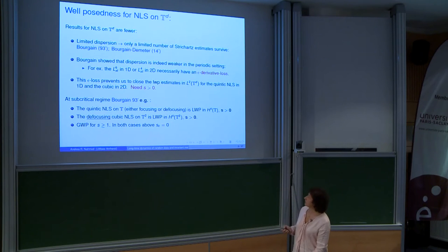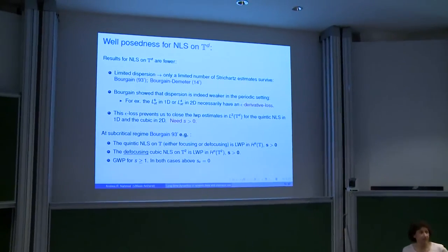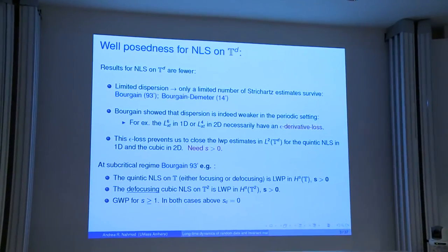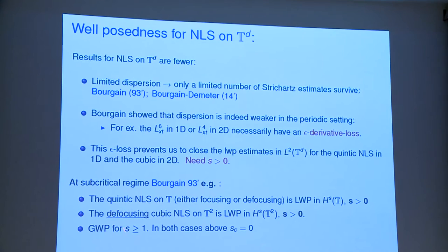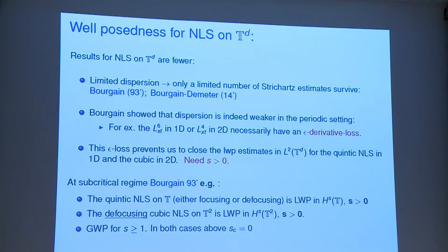Okay, on the periodic case, though, the situation is much more limited and the results are fewer. There's even a problem at the local well-posedness theory. Bourgain proved in 93 that the dispersion in the periodic case is indeed weaker. For example, in 1D the L6 or the L4 in 2D Strichartz estimates do have epsilon derivatives. He actually constructed the examples.